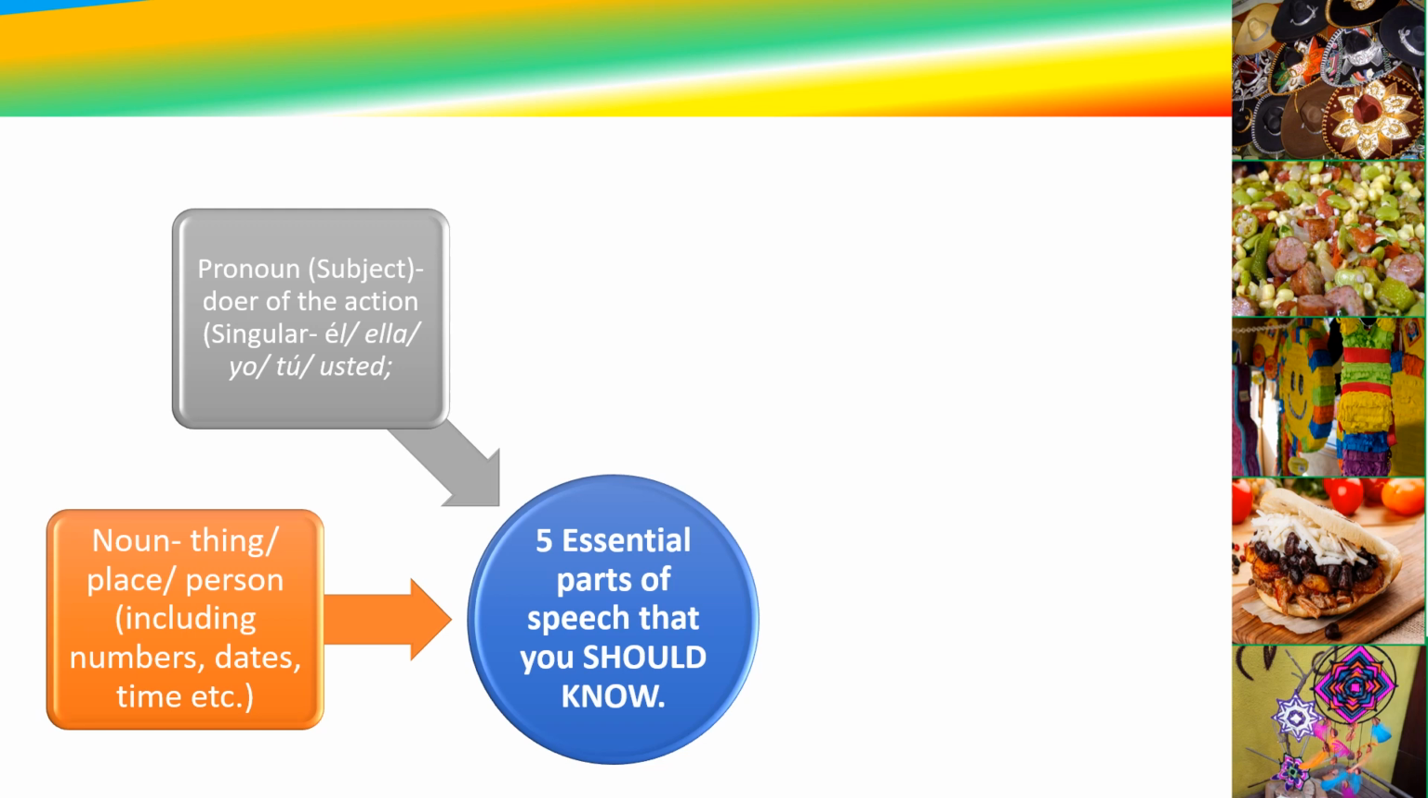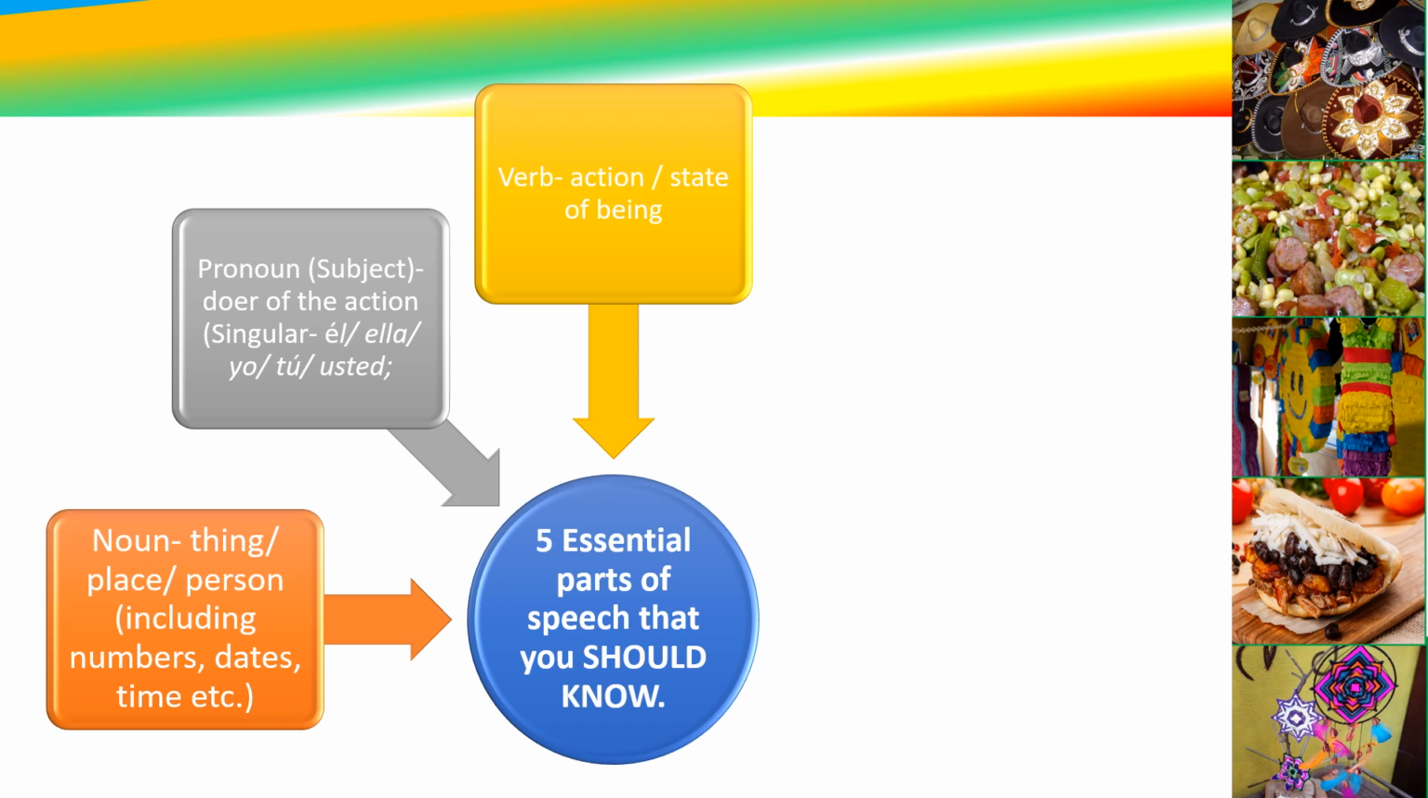Pronouns, subject pronouns. Now, subject pronouns are the doer of the action, and we know that subject pronouns are pronouns that replace a noun in a sentence. All right, for example, instead of writing Mary, we can say she. So we substitute she for Mary or with Mary. All right, we have our verbs, and verbs can be action words or words that show state of being, like the to be verbs. Okay, we call them being verbs.